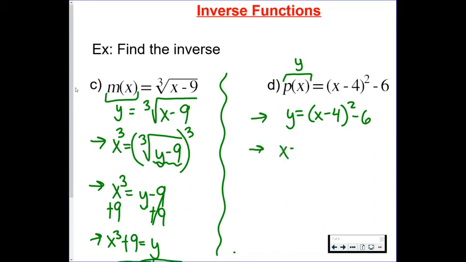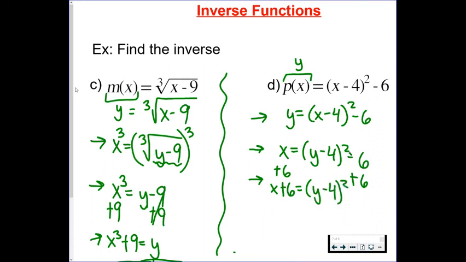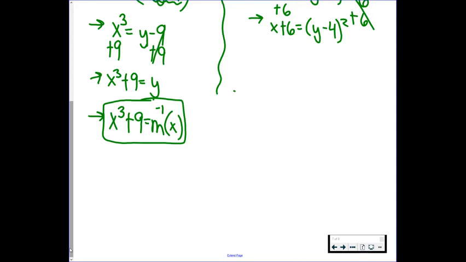Now I'm going to flip where x and y are located and do some algebra to solve for y. First, let's move the 6 to the other side so we can get that squared by itself. So x plus 6 equals y minus 4 squared. That's still on the right side. Now to get inside to this y value, because it's inside parentheses, we're going to have to get rid of the parentheses first. So to undo something that's squared, I'm going to take the square root of both sides. So we have the square root of x plus 6 equals y minus 4.